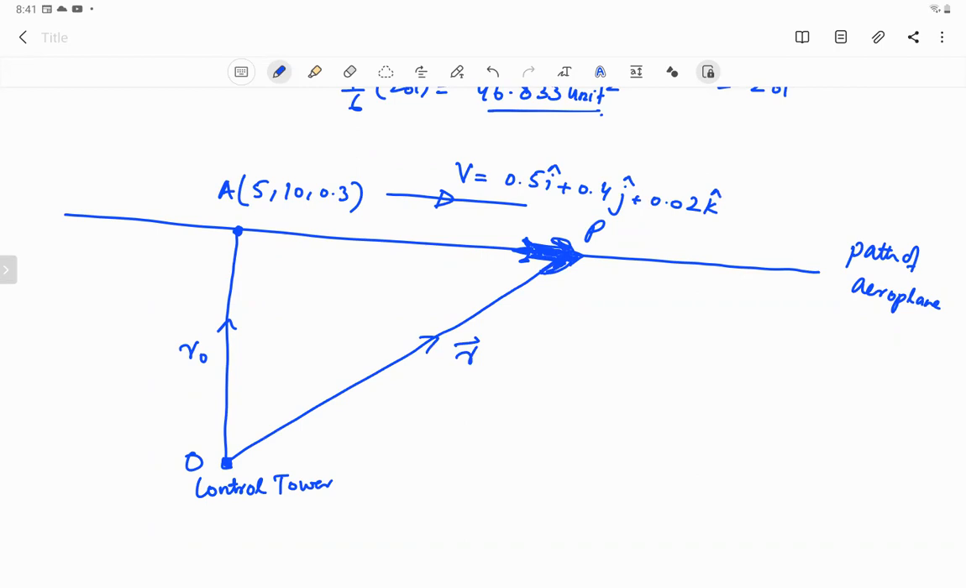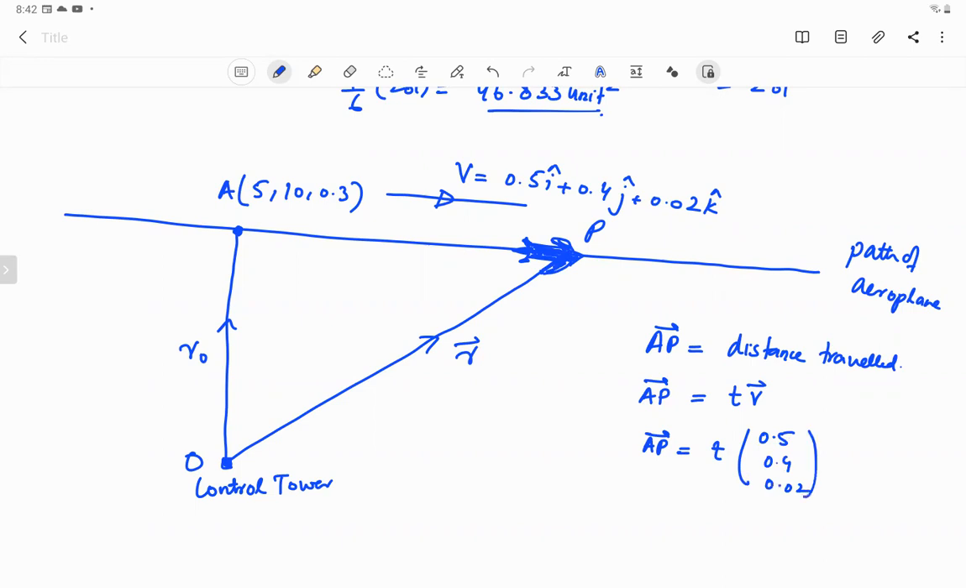Okay. Now you know that AP is the distance traveled by the aeroplane, or its displacement. And you know that AP is equal to time times velocity. And AP is equal to t times velocity, and velocity is (0.5, 0.4, 0.02). So AP is equal to this.